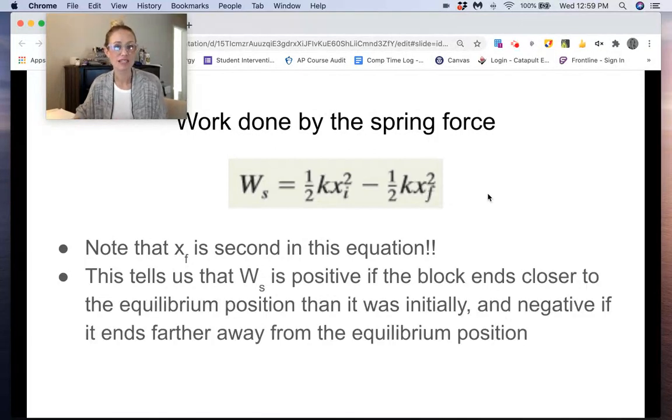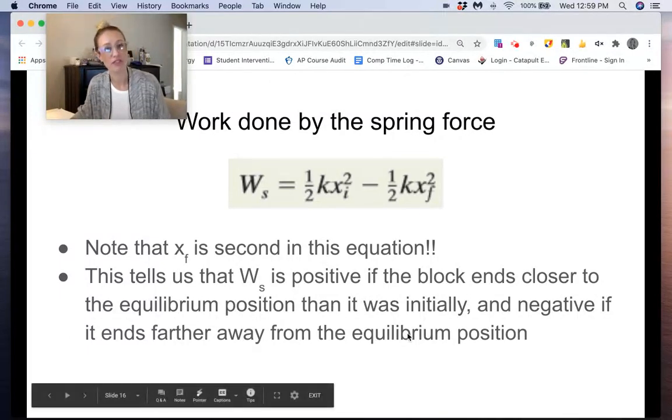Now, what this tells us is that the work done by the spring force is going to be positive if the block ends closer to the equilibrium position than it was initially, okay? And it's negative if it ends farther away from the equilibrium position.